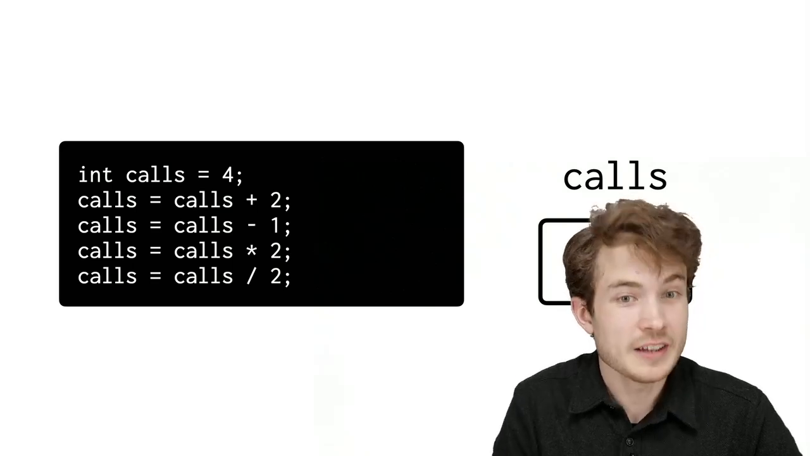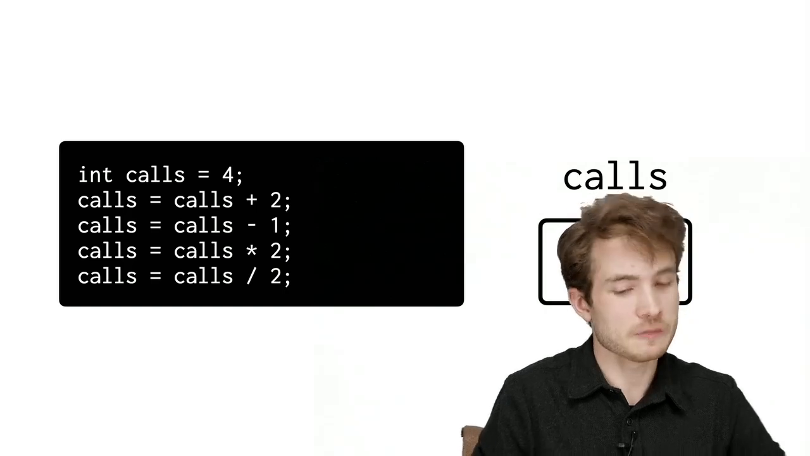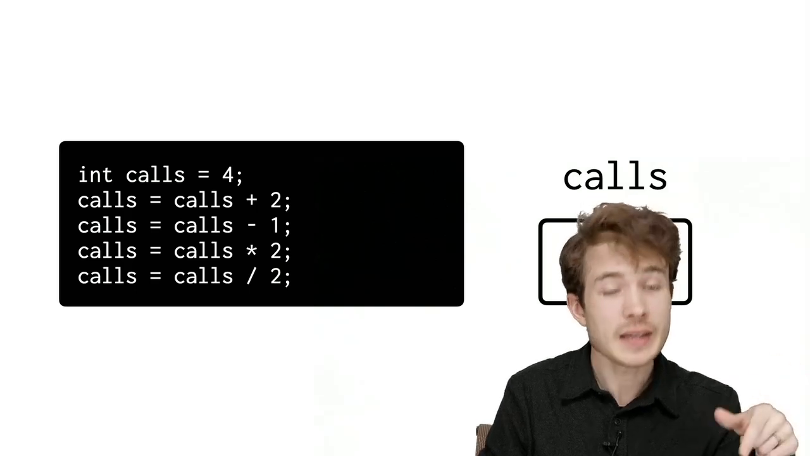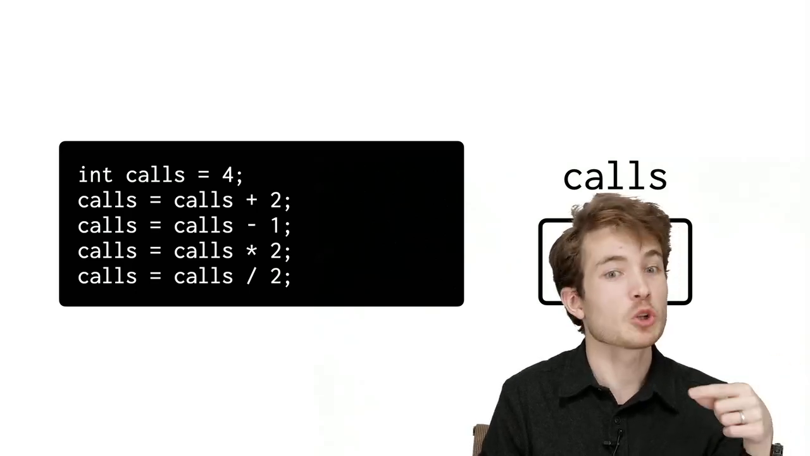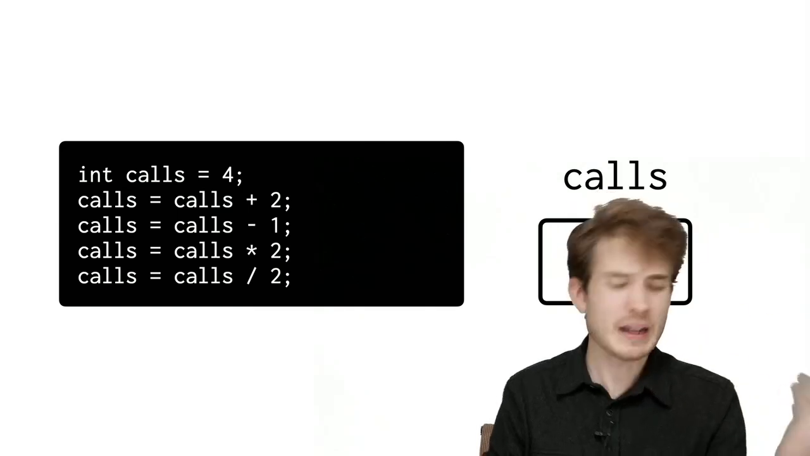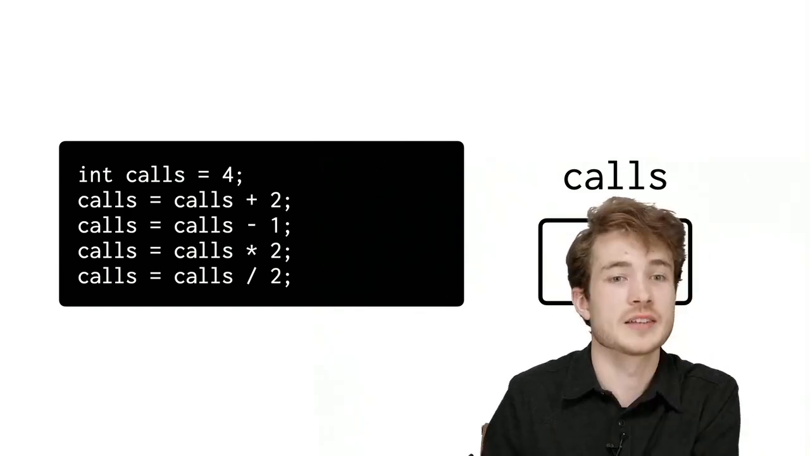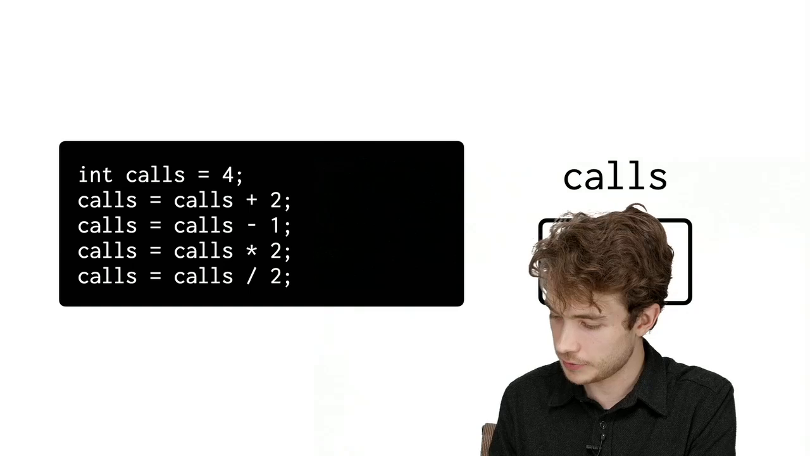So I'm seeing 5, and I believe that is correct. So we'll start with 4 here, and we're going to add 2. So 4 plus 2 is 6, minus 1 is 5. Multiply that by 2, that's 10. Divide it by 2, that's back to being 5. So you're correct. Calls in this case would be 5.